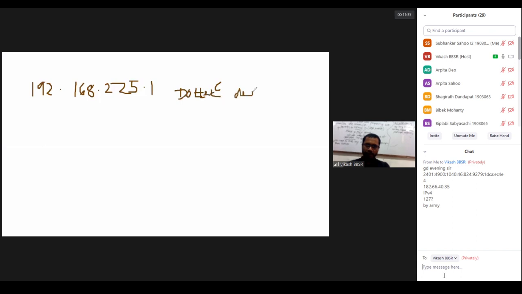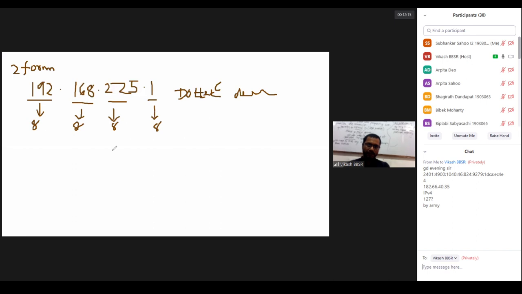So an IP address has two formats. One is the dotted decimal format, and another is the binary format. How will it be represented in binary format? You can represent this in binary. Each part is in how many bits? Eight bits. Each part is in 8 bits.